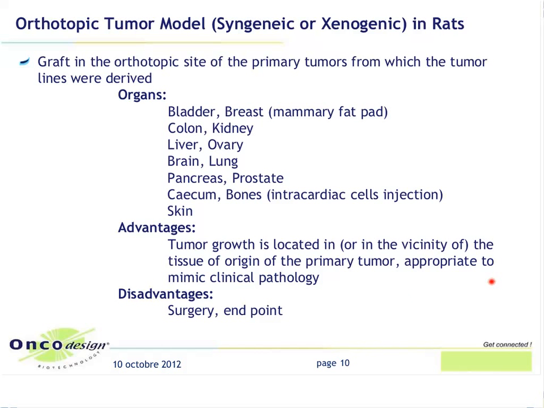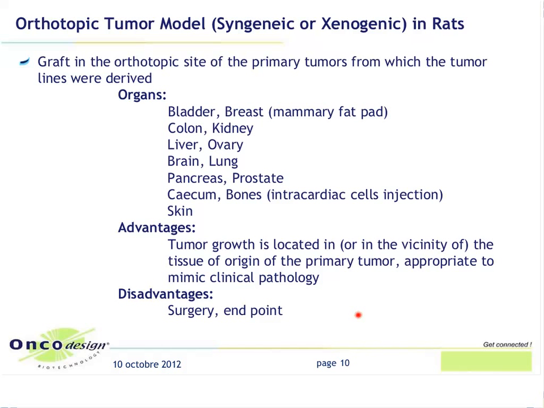The major advantage is that this family of models is more appropriate to mimic the clinical pathology. The disadvantage is the complexity of surgery. It should be noted that this issue is major for mice compared to rats, because of their small body size. However, even in rats, the surgery is complex and then leads to the use of a limited number of rats per experiment. For example, a stereotaxic injection of tumor cells needs around 50 minutes per rat.